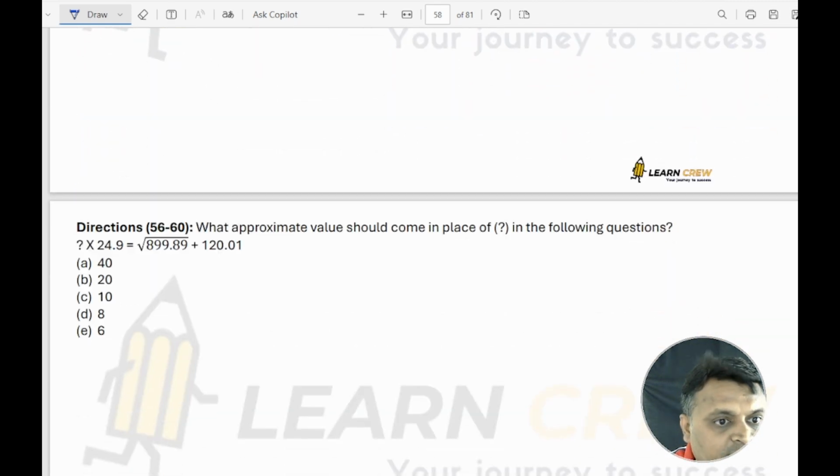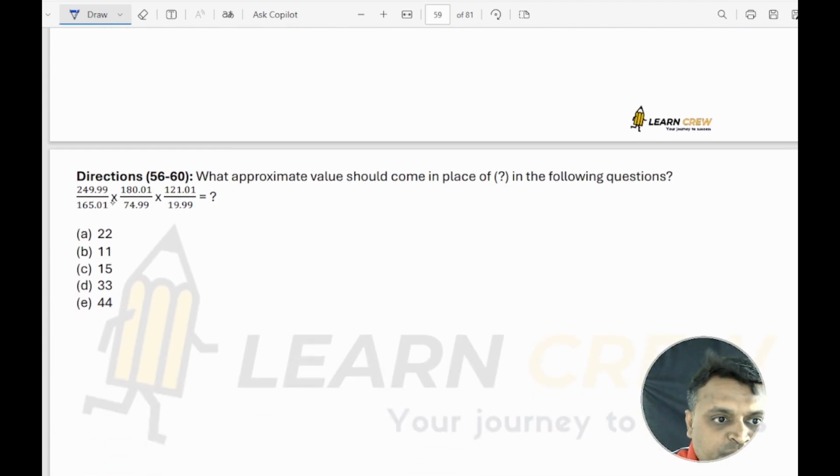Next, how much into 24.9? So 24.9 taking as 25. 899 by 89 is very close to 900. 900 under root is 30 plus 120. 150 by 25, x is 6.